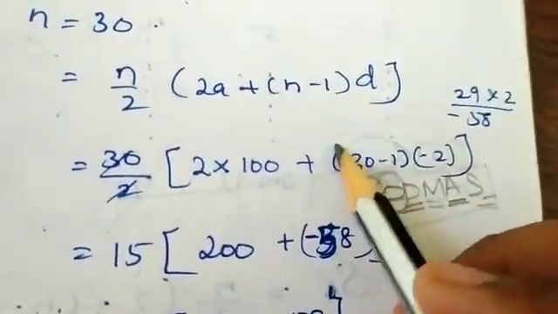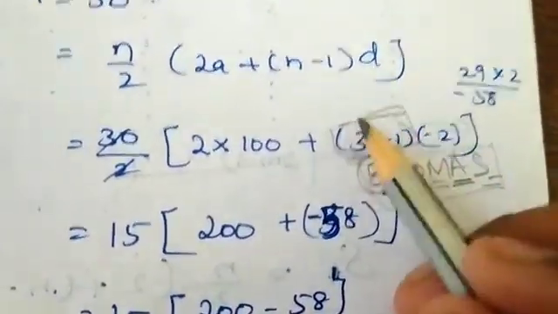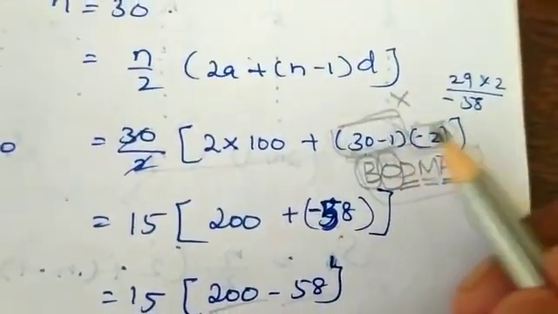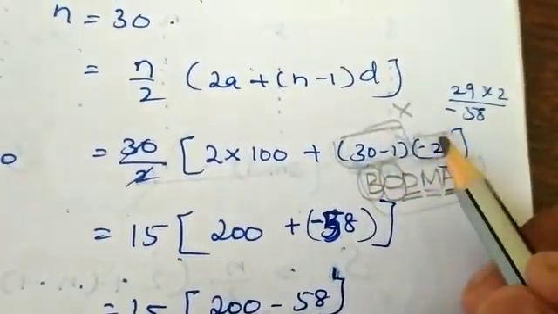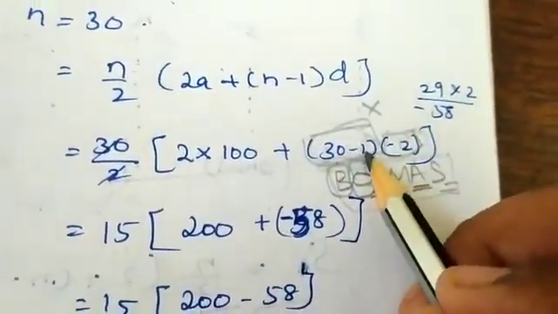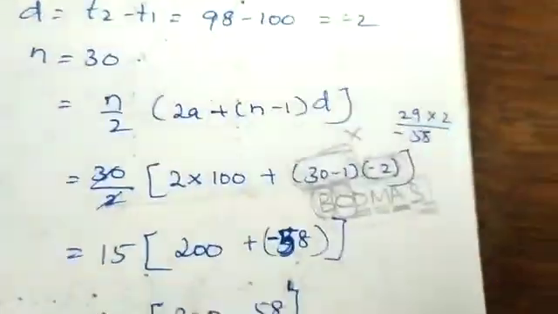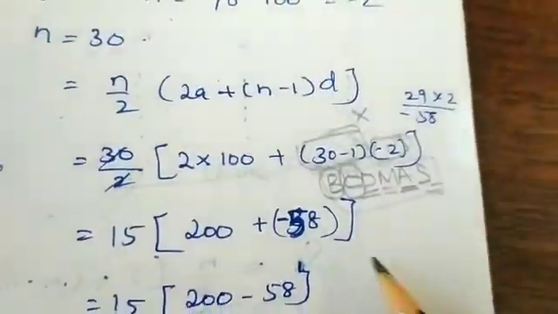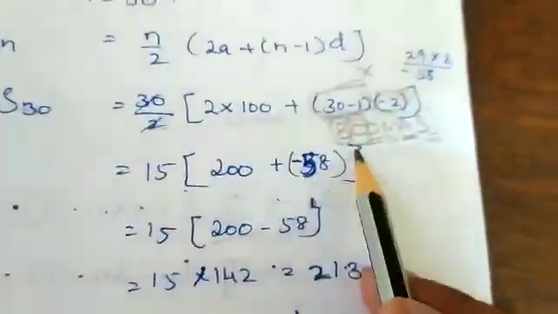So I did the calculation in this bracket first, then in this, then I multiplied both. You should not first multiply minus 2 into 30 and minus 2 into minus 1. It is very wrong. You will get fewer marks in the exam if you do that. Keep it in mind, BODMAS rule.